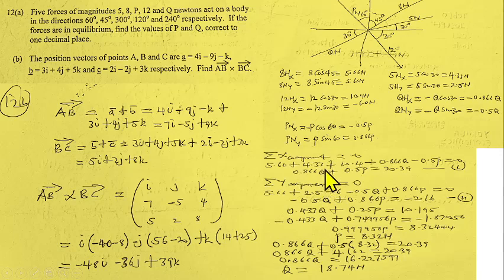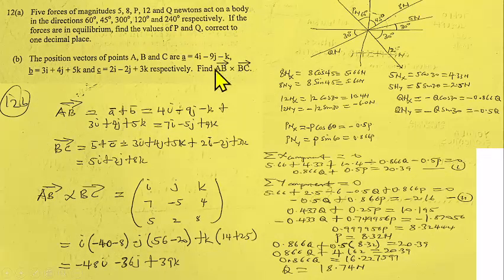So that's the solution for question number 12a. Then question number 12b is also on vectors. We are given the position vectors of A, B, and C, and we have to find the cross product of vector AB and vector BC.